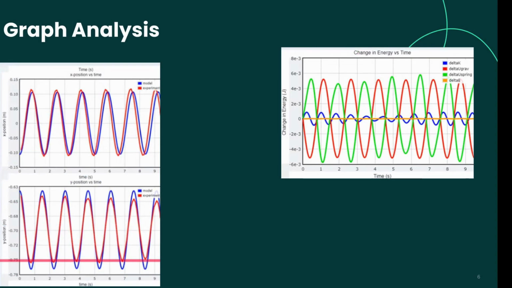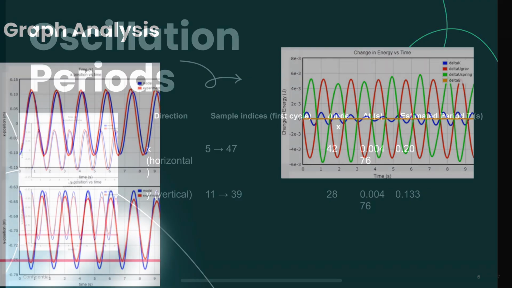The model and experimental data show similar oscillatory behavior in both directions. The agreement is strong, though small deviations appear over time due to experimental uncertainties. The kinetic, gravitational, and spring potential energies change over time, but the total energy remains approximately constant. This indicates that the energy principle is satisfied.